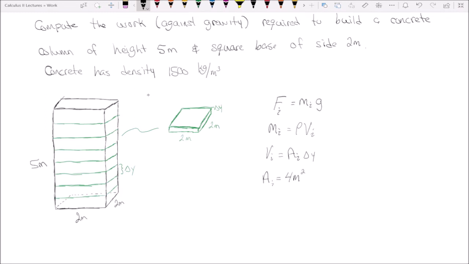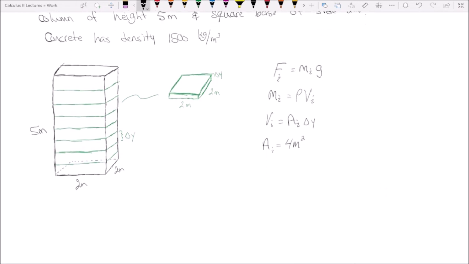Now we know rho, which I'm going to deal with later. I'll just keep it as rho for now. So combining all that, we get the force required on the ith object would be 4 rho g times delta y sub i. Now we're keeping delta y constant.